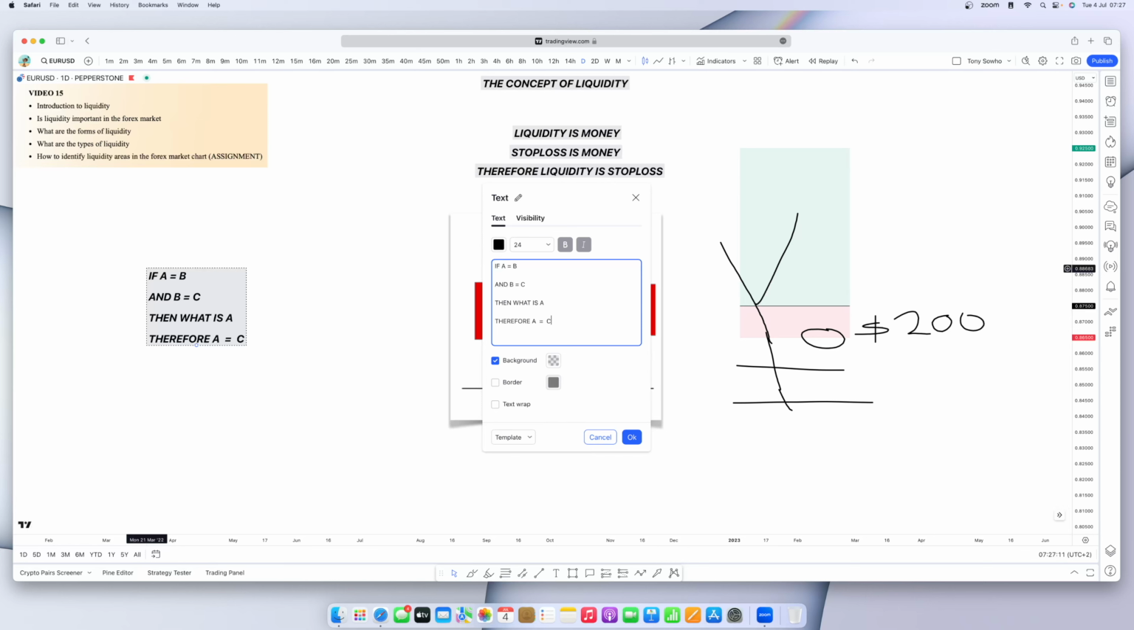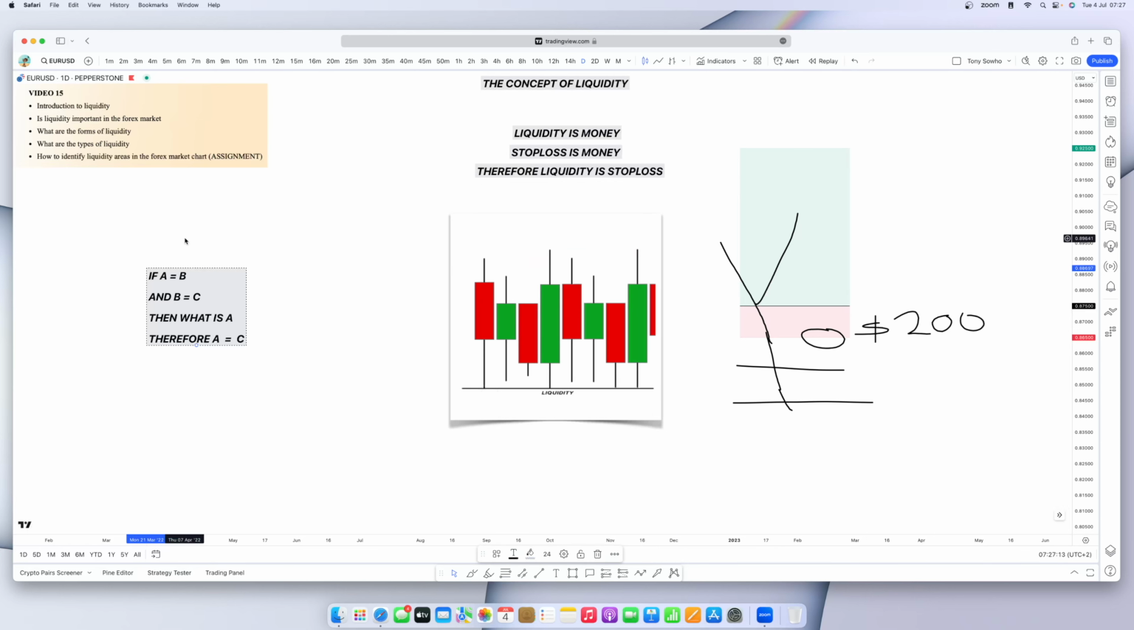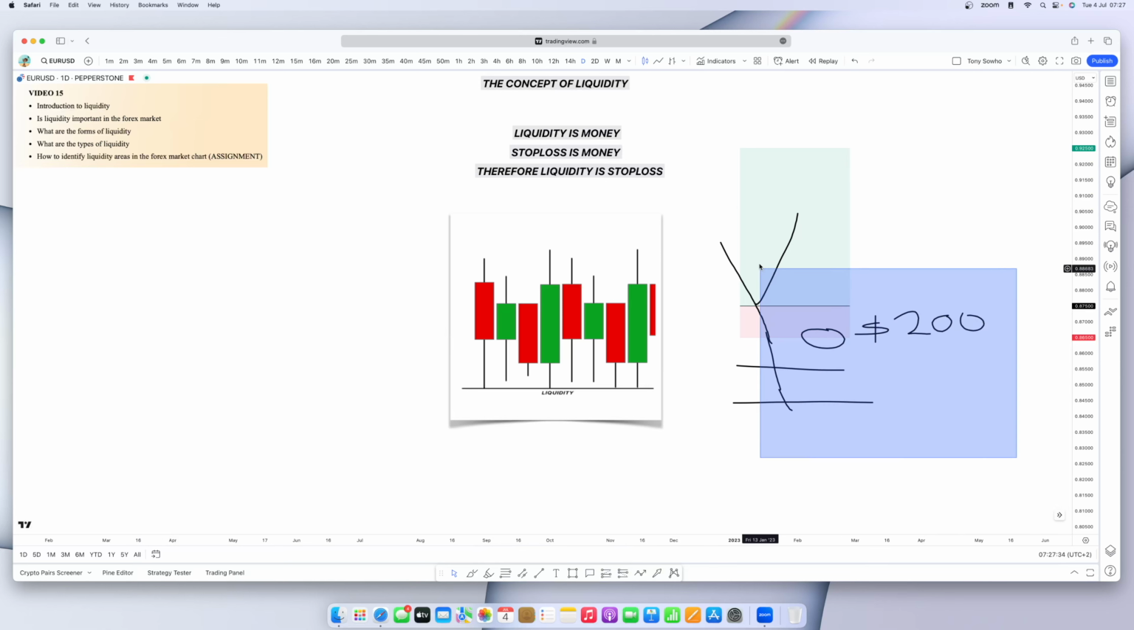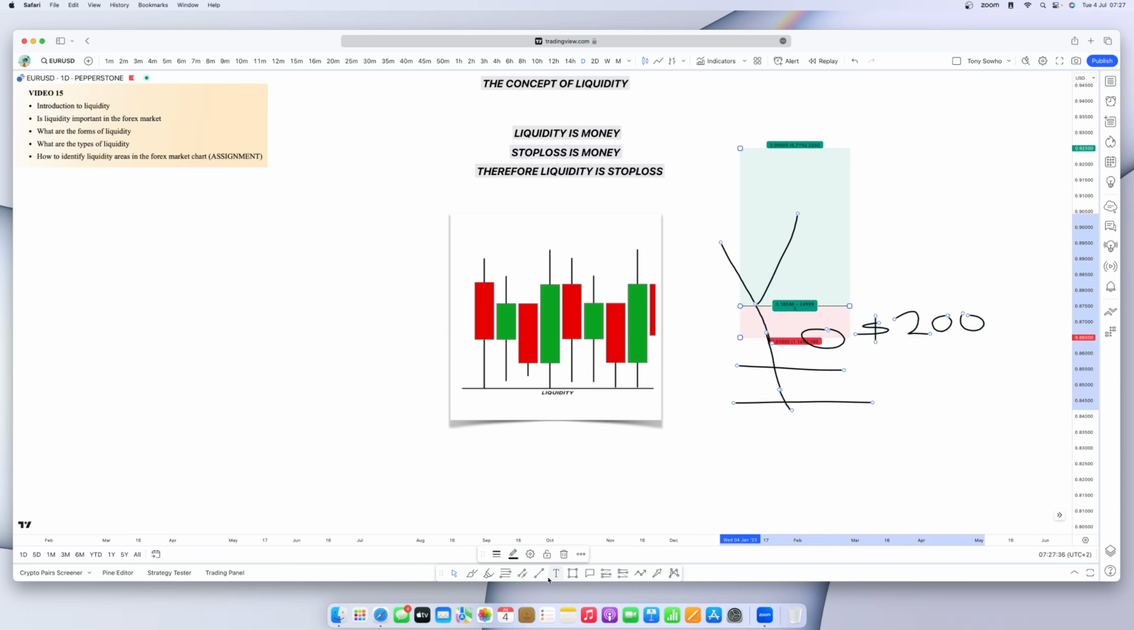Same thing, right? If A is the same thing as B, and B is the same thing as C, therefore A is C. So if liquidity is money, and stop loss is money, then liquidity is stop loss. Same thing. That's one thing I want you to catch, because this topic is very important.